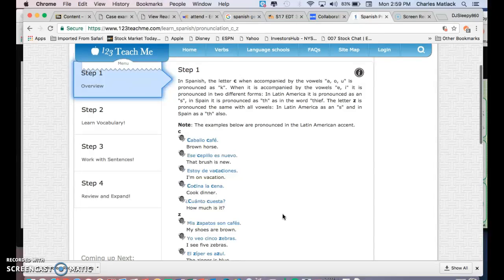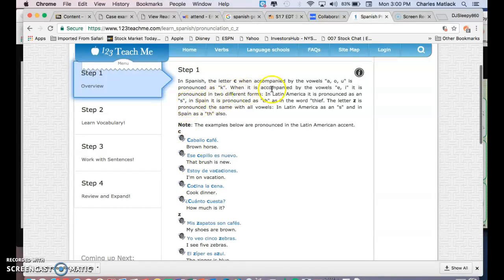Now here is a hard one to learn. This will be our last one that we'll go over for this lesson. C is pronounced differently depending on the vowel that follows it. Much like in English, we have certain consonants that are pronounced differently depending on which vowel follows. The same goes for Spanish. In Spanish, the letter C, when accompanied by the vowels A, O, or U, is pronounced as K, a hard C, a K sound. For example, caballo, café.